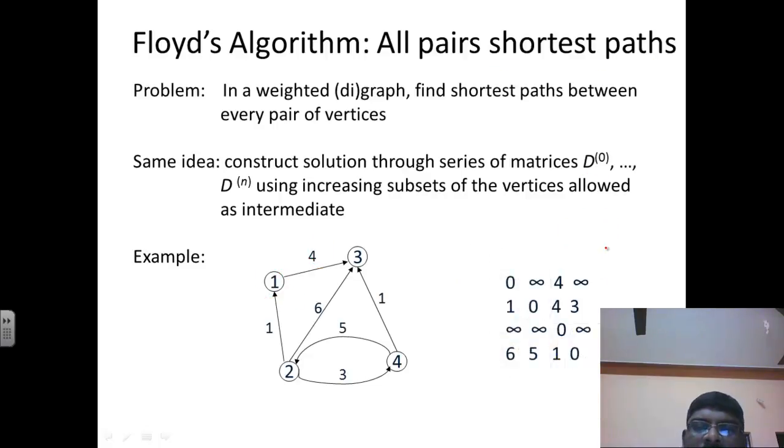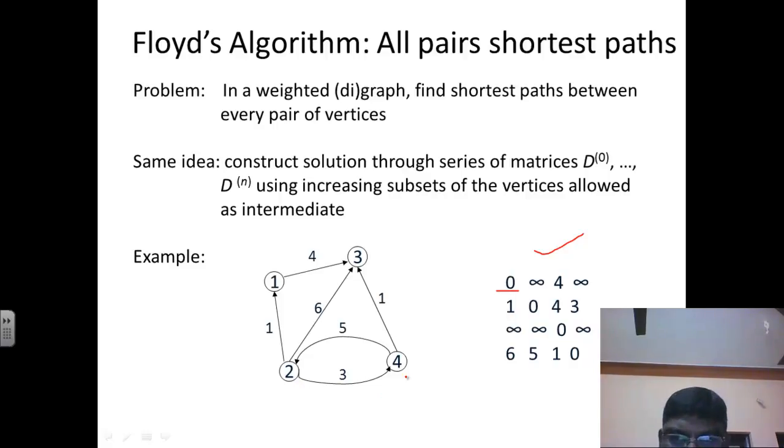Here I am getting this matrix from this graph. Now 1 to 1, I am indicating as 0. Why 0? Because the source and destination are the same, there is no distance, so it is 0. Then 1 to 2, there is no direct edge, so infinity. 1 to 3 there is a direct edge, 4. 1 to 4 there is no edge, infinity. 2 to 1 there is an edge, 1. 2 to 2, same source and destination, 0.